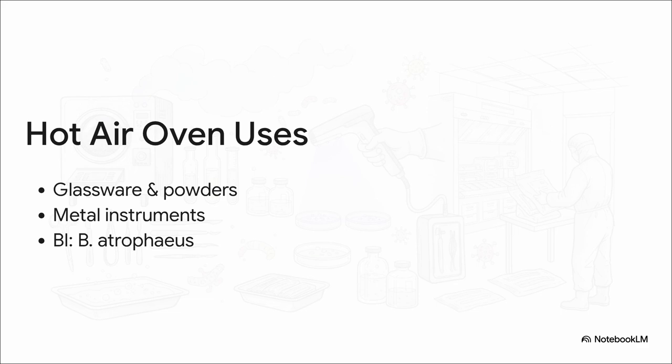Oh, and definitely remember its specific biological indicator, Bacillus atrophaeus. We run these highly resistant spores through the oven. If they die, we know for sure the machine is truly sterilizing.